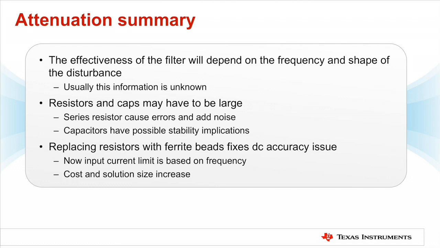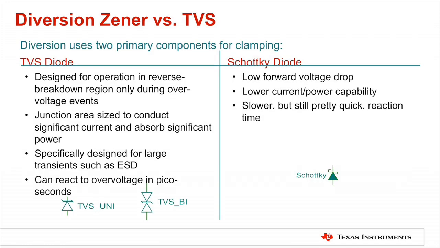The transients we're protecting against can be high-power signals, so the passive components with sufficient power rating will be quite large and increase solution size. Finally, remember that the use of ferrites can deliver attenuation without sacrificing DC accuracy. The diode is the centerpiece for the diversion strategy. Specifically, we'll use the TVS diode or avalanche diode and the Schottky diode. The TVS diode is optimized for quick reaction to overvoltage and for passing large transient signals like ESD.